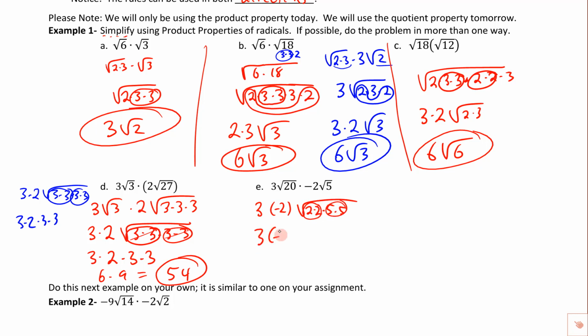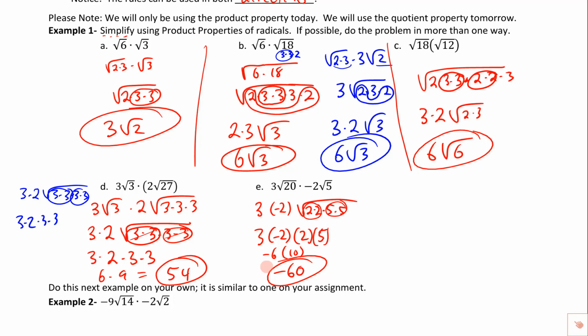So we've got a 3, we've got a negative 2, we've got a 2 from that pair of 2's on the inside, we've got a 5 from that pair of 5's on the inside, and then nothing left underneath except for a 1, so technically the square root of 1, but we don't have to write that. So this is a negative 6 times a 10, so the answer on that one is negative 60. All right, so we're all set to go.